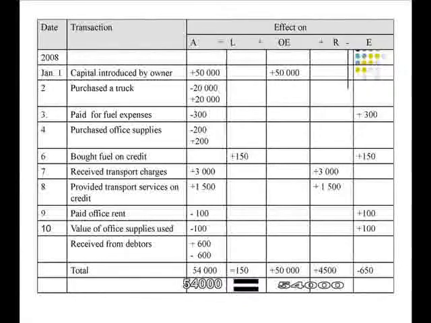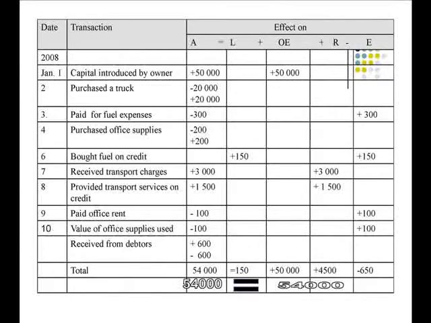Fuel expenses on credit. Expense increased by 150 and liability increased by 150. Although we purchase fuel on credit, still we treat it as an expense. I said the other day, we follow the accrual accounting principles. Therefore, cash payment or receipt is not the criteria that decides whether it is a revenue or expense.